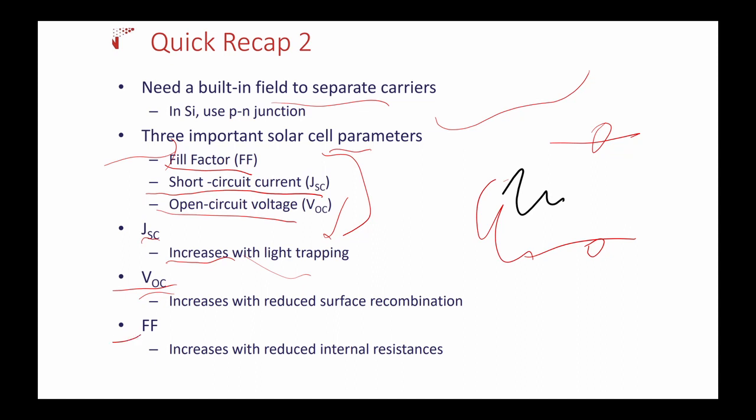And one is the fill factor. Fill factor increases with reduced internal resistances, which we can improve with doping or some other things, by reducing the size of the P and N parts of the silicon solar cell.